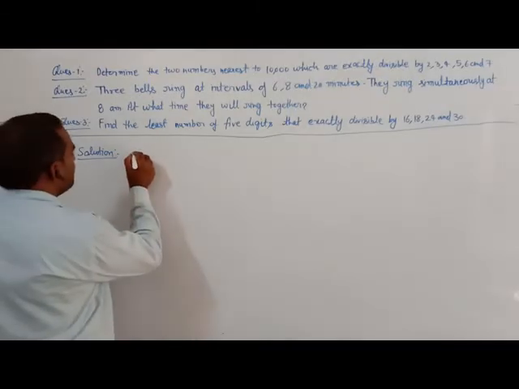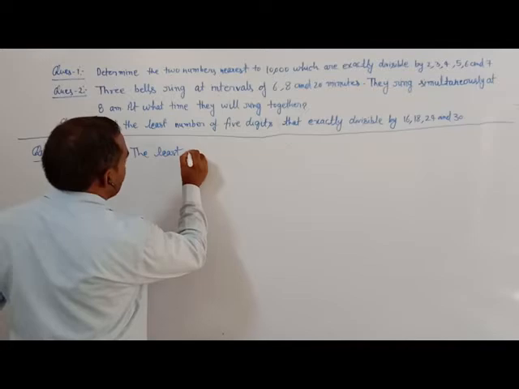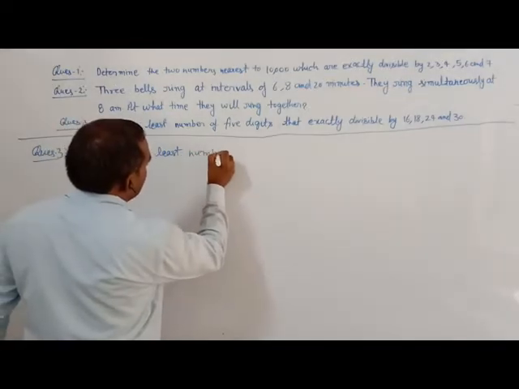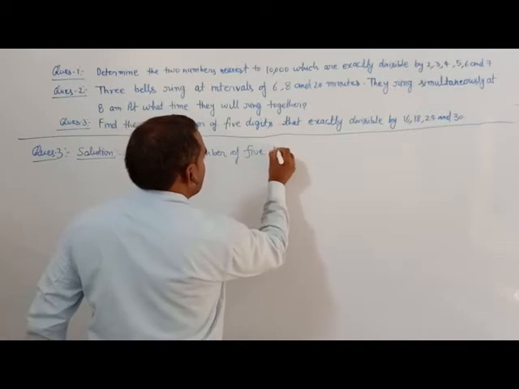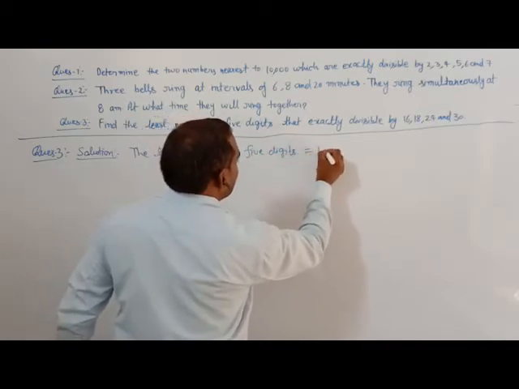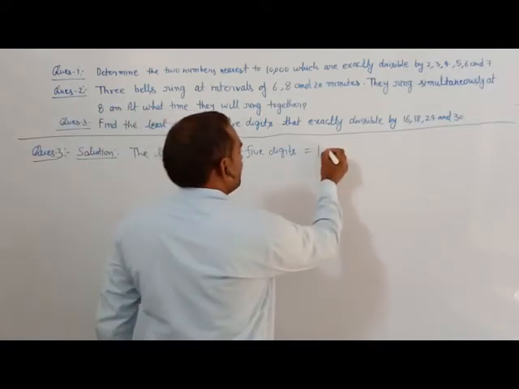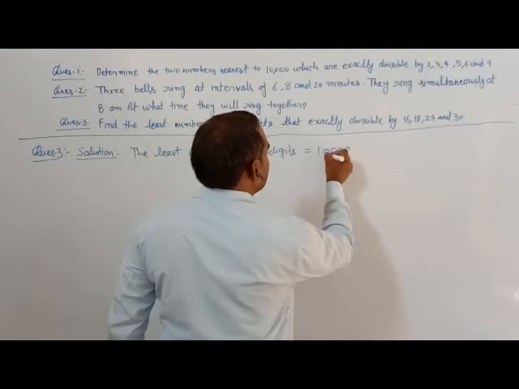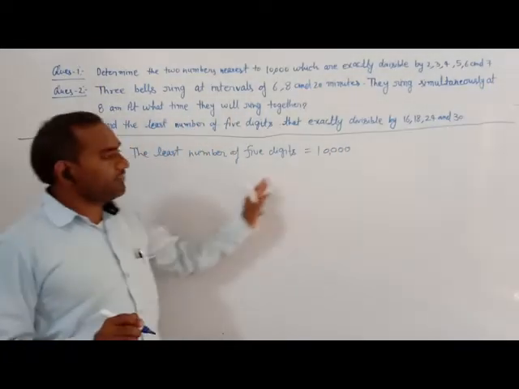Solution: the least number of 5 digits is equal to 1 and the remaining digits will be 0. 1, 2, 3, 4. 10,000 is the least number of 5 digits.